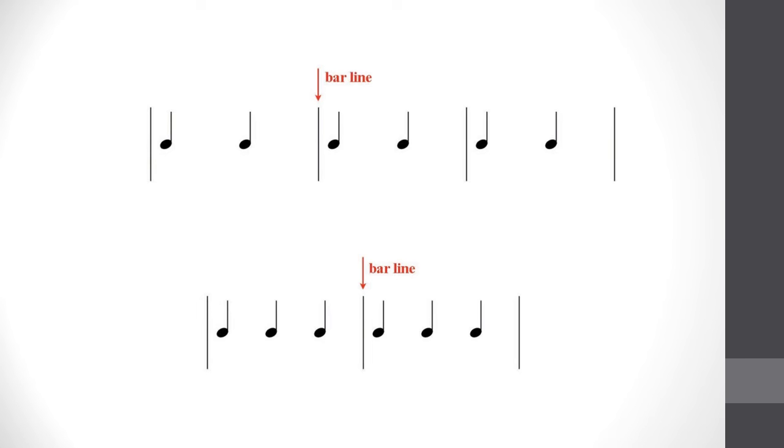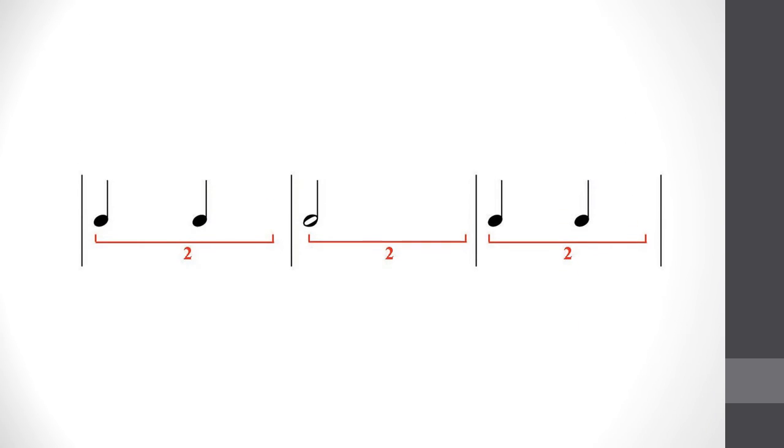Let's look at another example. It is very important to understand that 2 beats per measure does not necessarily mean 2 notes per measure. For example, although there is only 1 note in the second measure, it is equal to 2 beats. Therefore, every measure in this example contains the same number of beats, 2 beats in each measure. There are, however, not the same number of notes in each measure.